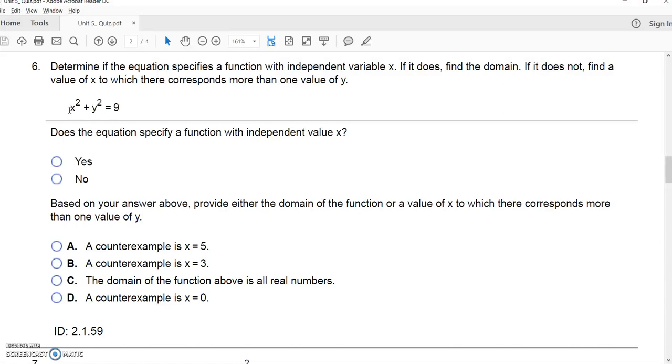So you can tell that this is not a function because, for example, if you assume x is 0, then y squared would be 9, which means y can take on two values, which is 3 and -3. So since y does not have a single value, it has two different values for the value of x, this is not a function, so you would say no. And a counterexample we've already given for x equals 0.